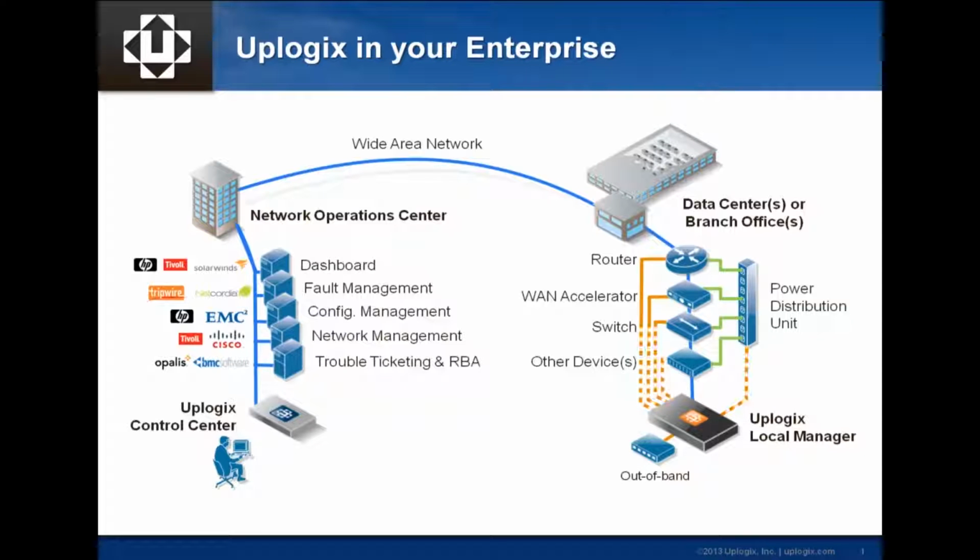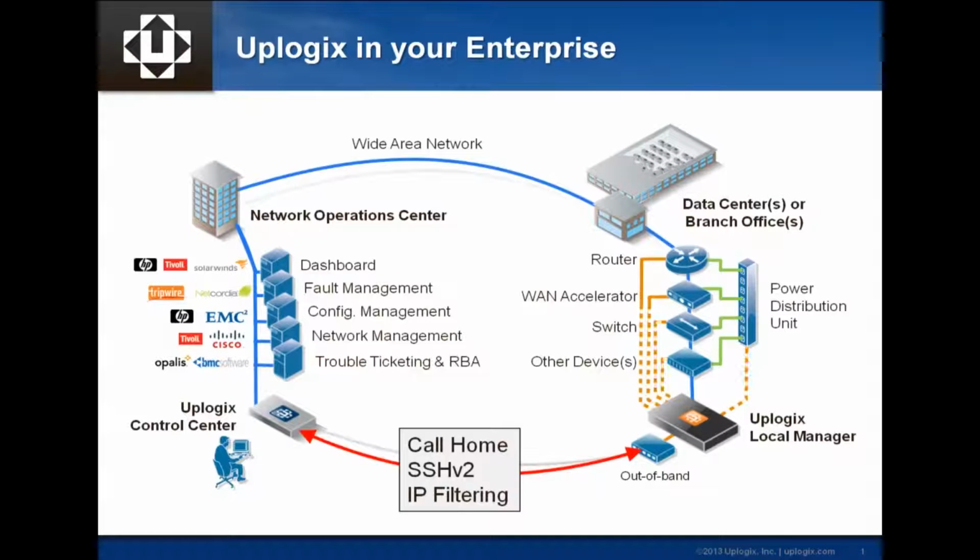The Uplogix Local Management hardware also incorporates an out-of-band component. If we detect an issue with the wide area network where we're unable to talk to the NOC, we'll build an out-of-band connection which will connect the local management hardware back to the control center. This provides two-way communication for the Uplogix Local Manager to send data to the control center and for anyone in the network operations center to have complete access into the site even when the network is down.